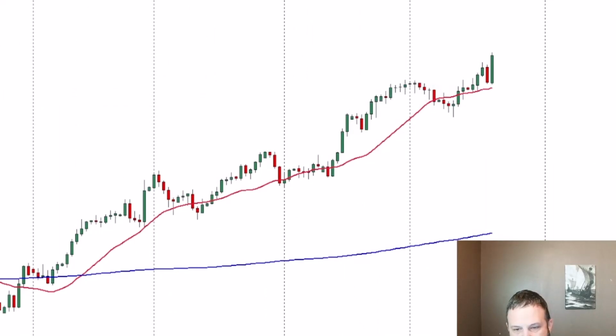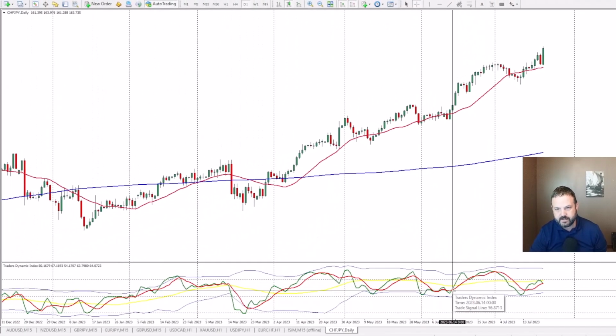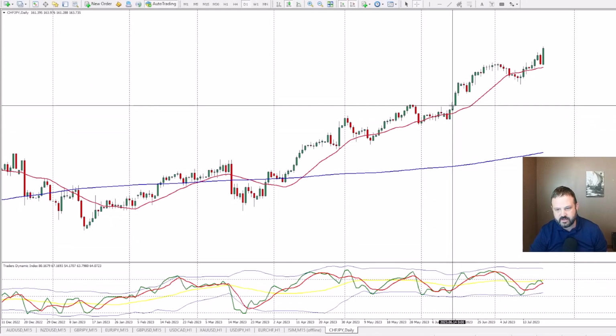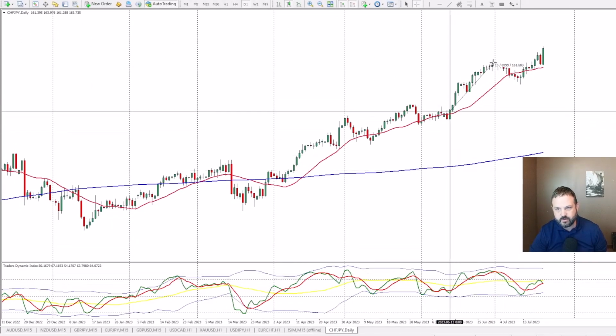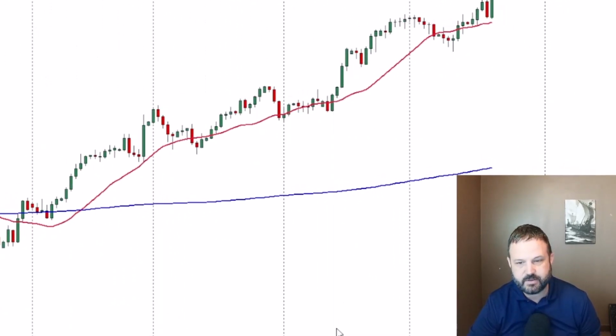Okay, you can see that cross. So let's go do another one right here. Okay, and now we're back to June. Right here is another cross, and this one moves 657 pips.